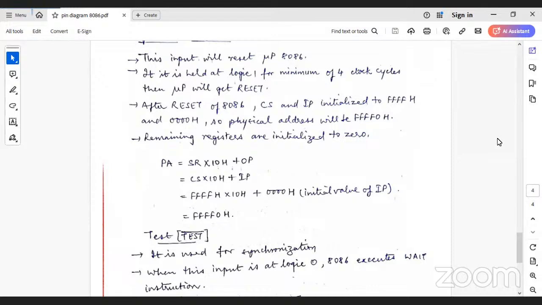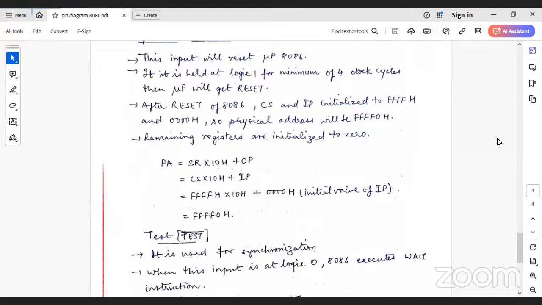So I have come across this word physical address earlier when I was talking about the segment register. Here your segment register is the code segment register, because the code segment register is initialized to 4Fh. That is the maximum value which you can have with your 16 address lines or 16 data lines, be it address or data.